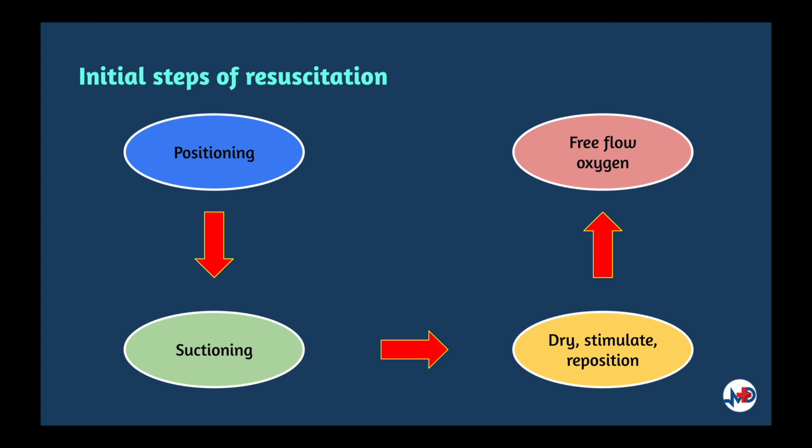Finally, free flow oxygen. If the baby continues to be depressed, provide free flow oxygen using a face mask held over the face loosely or by cupped hand. The flow of oxygen should be 5 to 6 liters per minute.